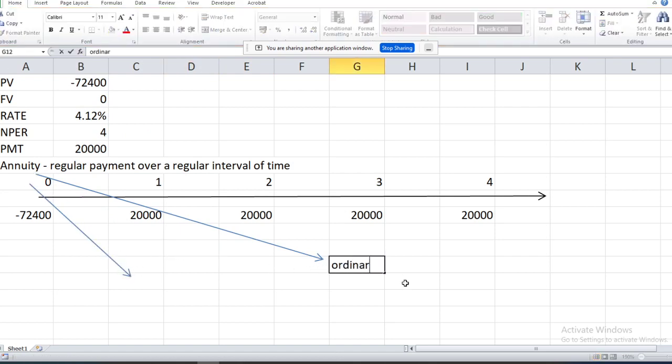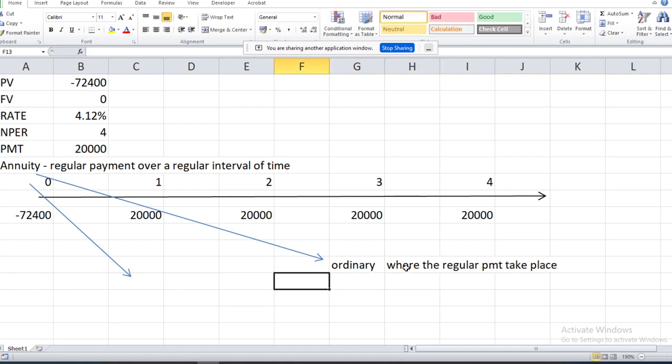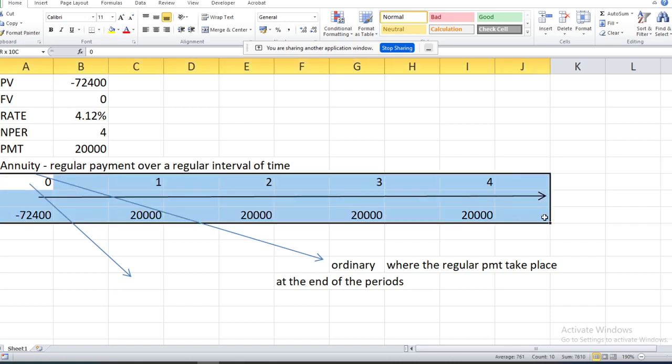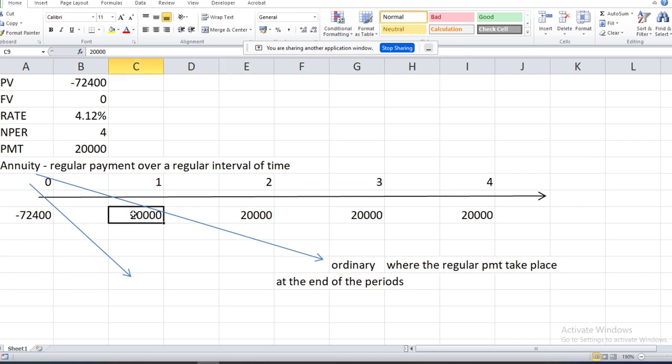There is ordinary annuity, where the regular payments take place at the end of the periods. So this example that we've looked at is an ordinary annuity. We see that the first 20,000 is paid at the end of the first period. The second is paid at the end of the second period, and so on. So the last fourth 20,000 is paid after you finished waiting for 4 years.